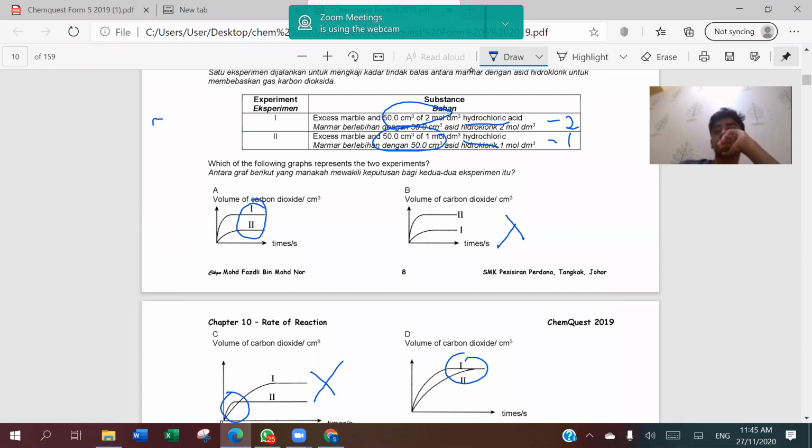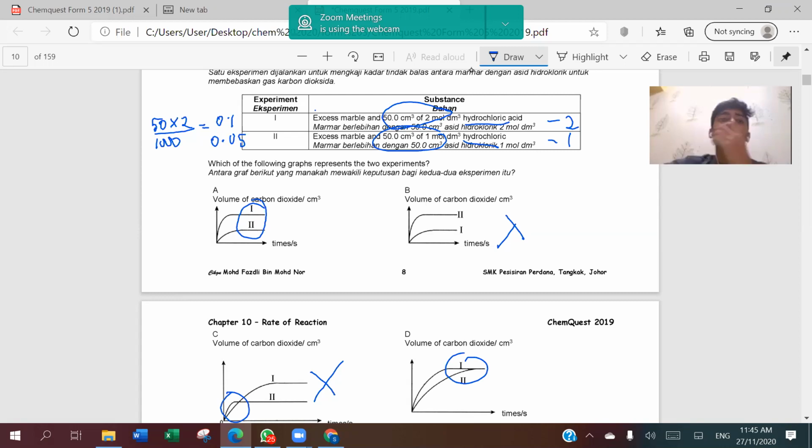Okay, the first one, MV over 1000, so 50 times 2 over 1000. What do I get? 0.1 moles. Yes, correct. And then the other one, 50 times 1 divided by 1000. What do I get? 0.05. Okay, 0.05. Are their numbers of moles different?